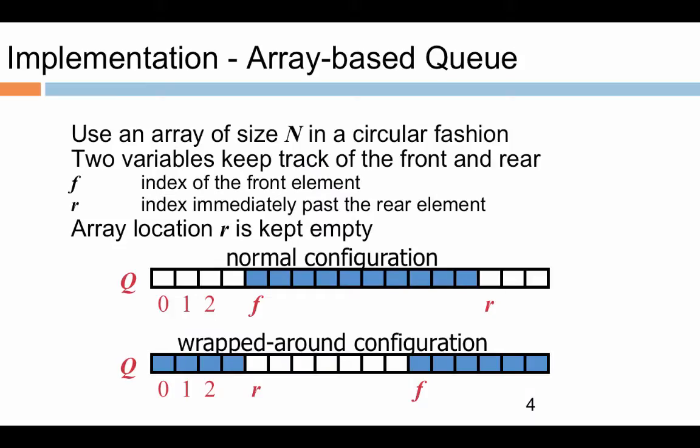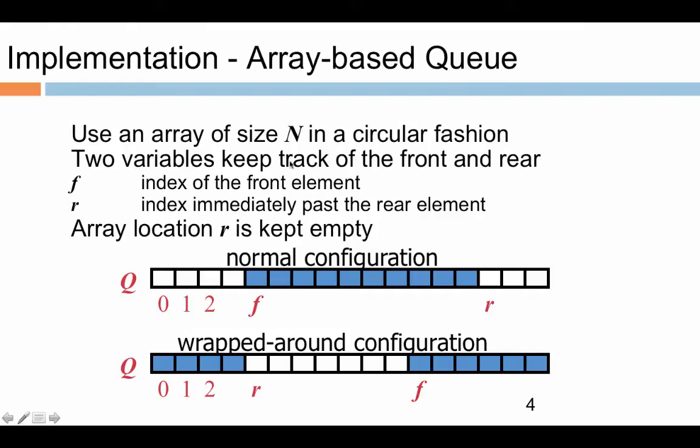Okay. So now let's look at the implementation of an array-based queue. Let's assume that the queue has n elements. We're going to maintain the queue in a circular fashion, and the circular fashion is very important. We will see this again in a couple of lectures' time, but conceptually it is very easy.